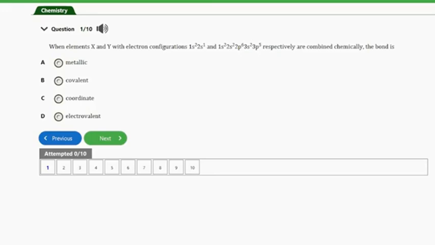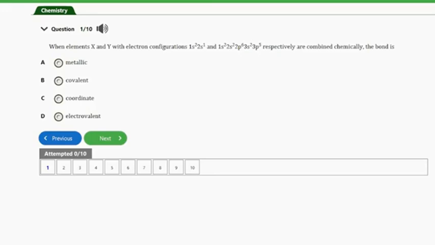It says, when elements X and Y with electron configurations 1s2, 2s1 and 1s2, 2s2, 2p6, 3s2 and 3p5 respectively are combined chemically, the bond is A. metallic, B. covalent, C. coordinate, D. electrovalent. So guys, the answer to this question is option D, and that's electrovalent.